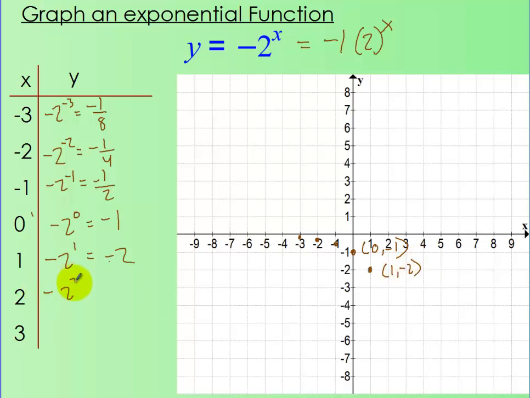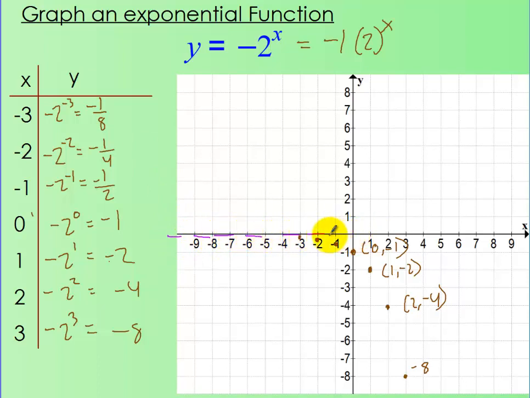And negative 2 squared is going to be negative 4. So at 2, it's going to be 2, negative 4. And negative 2 cubed will be negative 8. So that's going to plot right here. Notice when you're graphing this, you'll start seeing where the asymptote should be. You'll see that as I go to the left, this is approaching that line but not crossing. So I'm going to draw my asymptote whenever I want to graph this.